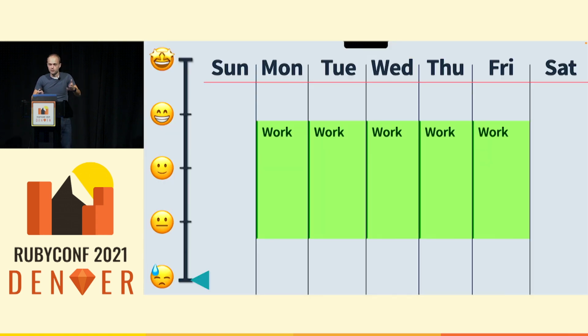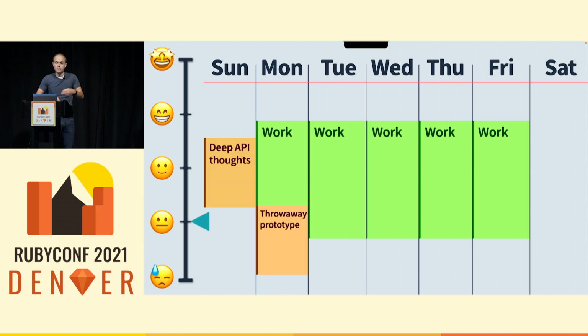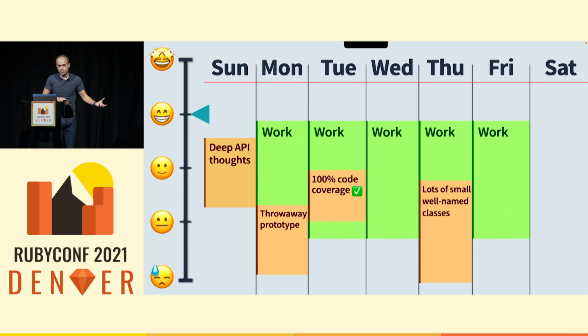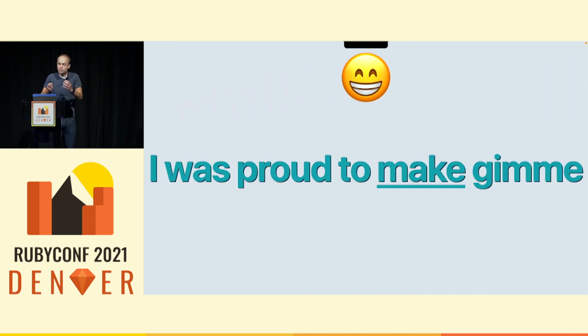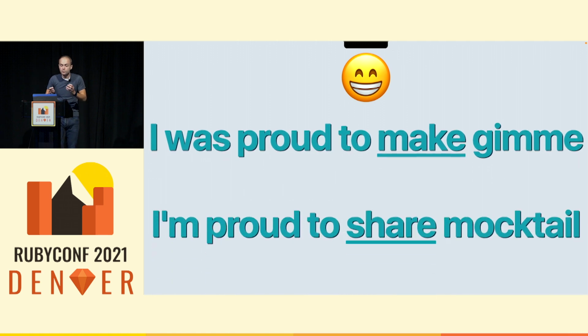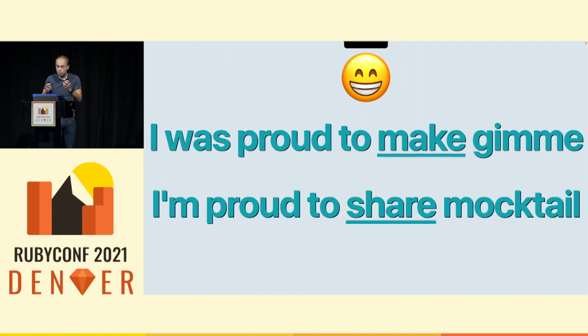I've got a day job, which is more flexible now, and I spent time thinking hard about the API over years, really, building prototypes and throwing them away. I strived to get 100% code coverage, so I'd be sure it all worked. Lots of small, well-named classes, so I could be sure that I'd be able to maintain it. And I was feeling really good about it. And then I had a lot of thread safety issues, so then I fixed those, but I was a little less happy because I don't like dealing with multi-threading stuff. But overall, big picture, I had been proud to make Gimme, but I was super proud to share Mocktail because I really believe in this and I think it's going to work over the long term.